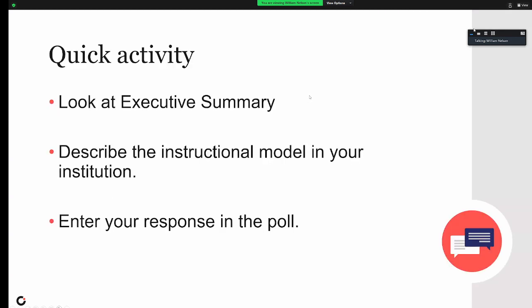We're going to look at the executive summary. You can see the exemplar, or you can look at the writing points on page 6. What is your instructional model in your institution? And we're going to just do a poll about that. And Bill's got, whoops, sorry. I got it, actually. I was able to launch this one, Bill. Oh, I was just about to end it.